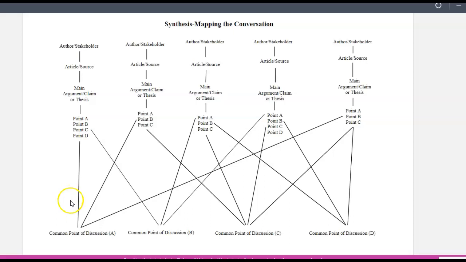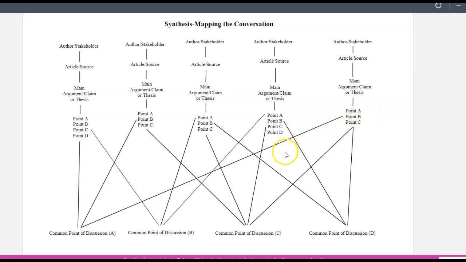But next we get to the associations. And what you're going to do is look at all of these points and maybe stand back a little bit and locate where they agree and what are the common things that they talk about. For instance, this first author has this point C, but wait a minute, this 3rd author and this 4th author, they also talk about that same thing. Okay? Write little lines down and write that common point of discussion. And do the same thing throughout. Find all of the common points of discussion.